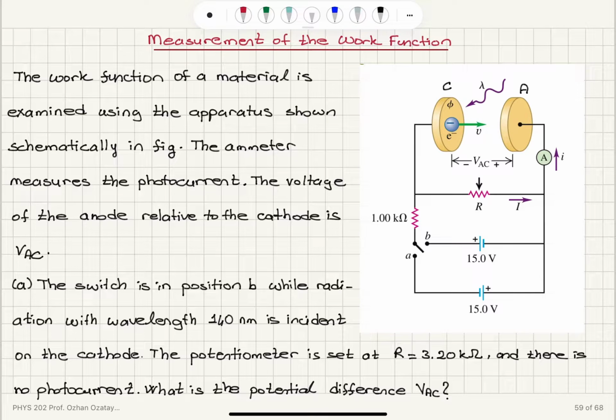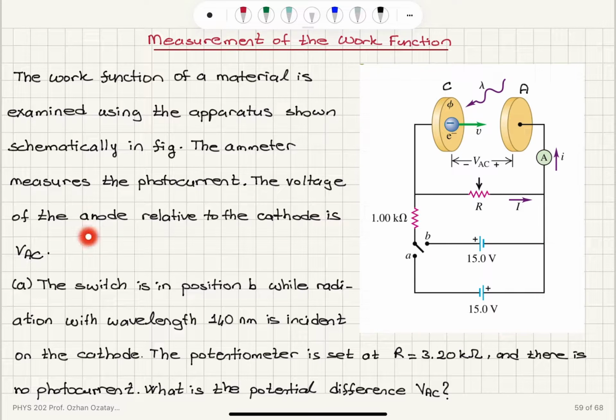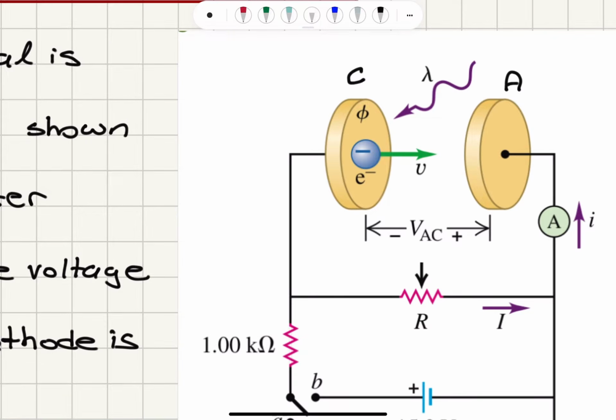Measurement of the work function. The work function of a material is examined using the apparatus shown schematically in the figure. The ammeter measures the photocurrent. So we have an ammeter here that measures the photocurrent. The voltage of the anode relative to the cathode is VAC.